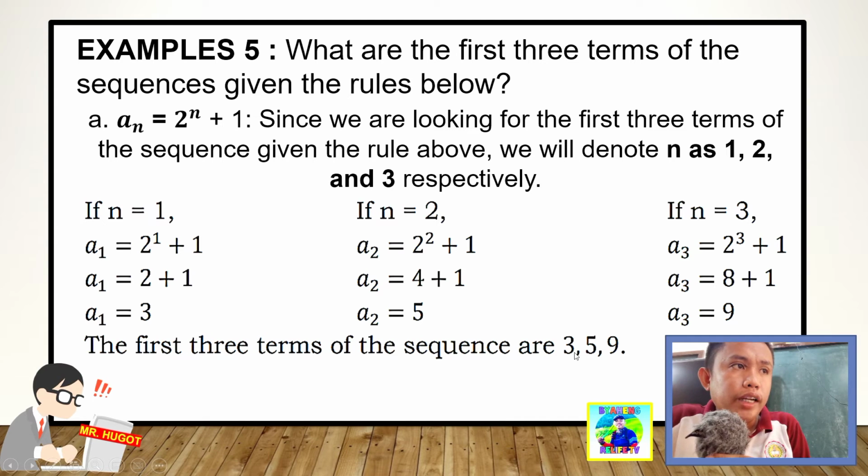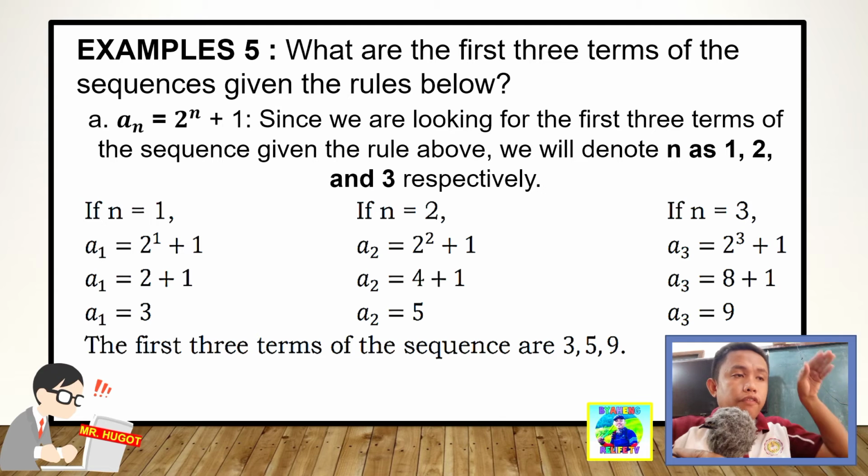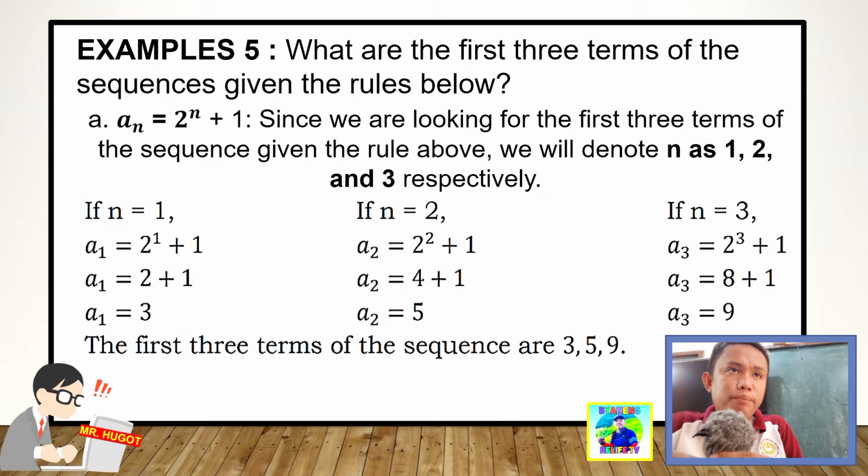Now, that will become 3, 5, and 9 for the first, second, and third term. So, same thing will happen with this. In-apply lang natin yung ordinal niya, which is the first, the second, and the third, that will become 1, 2, and 3. Okay? And that is example number 5.